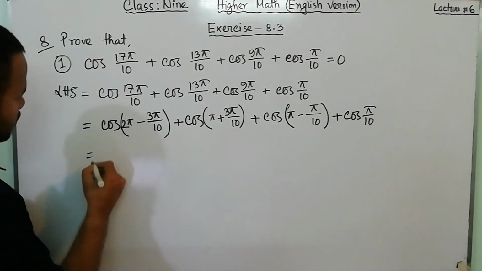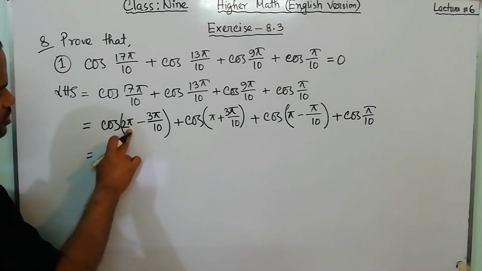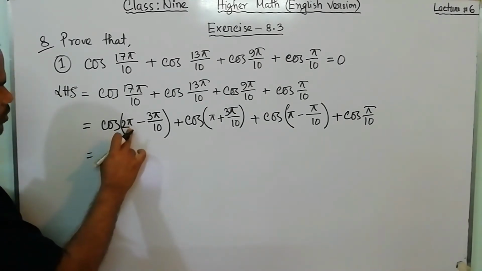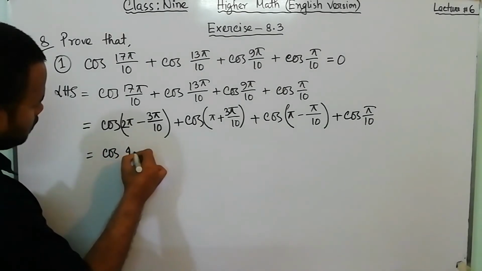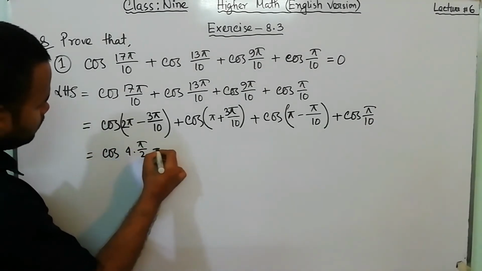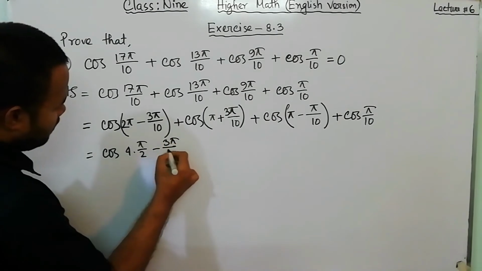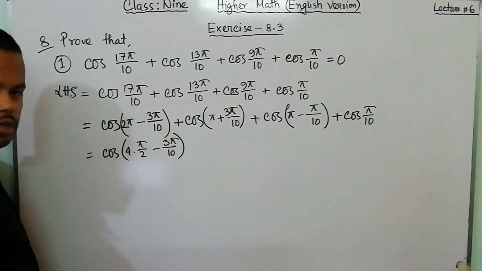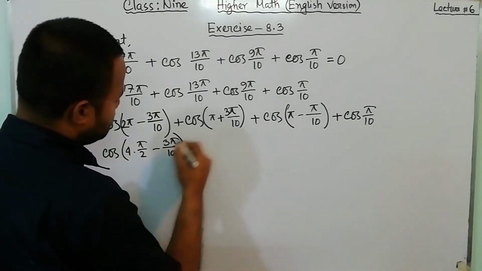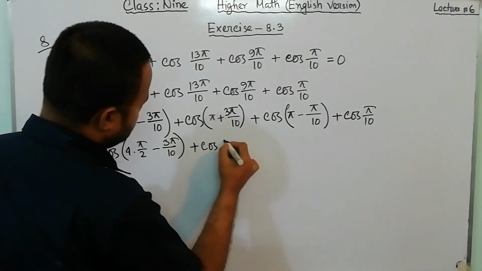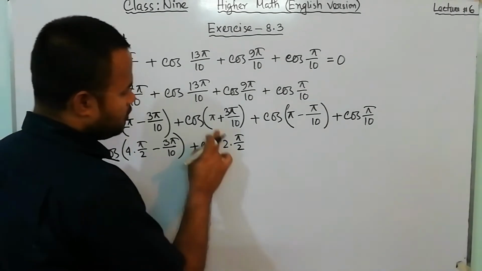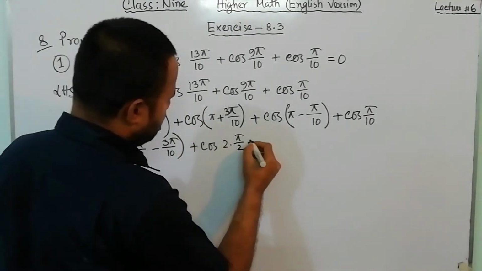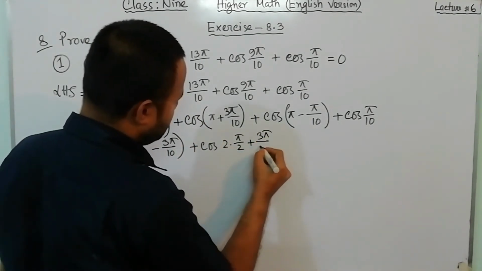Now this term, we can write as 4 into pi by 2 minus 3 pi by 10. Okay, plus here cos 2 pi by 2, then the term will remain the same, plus 3 pi by 10.